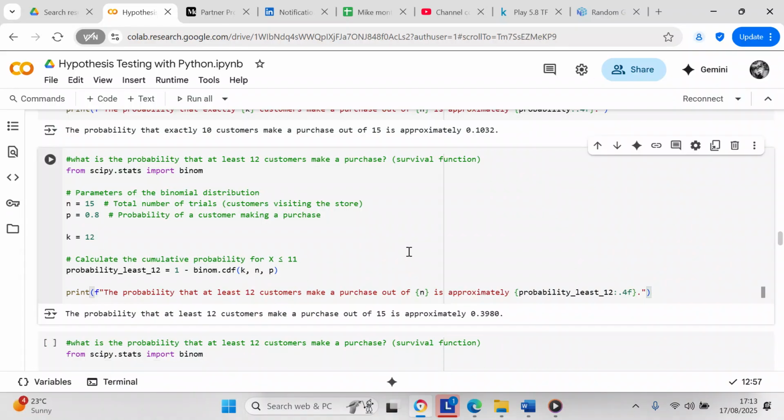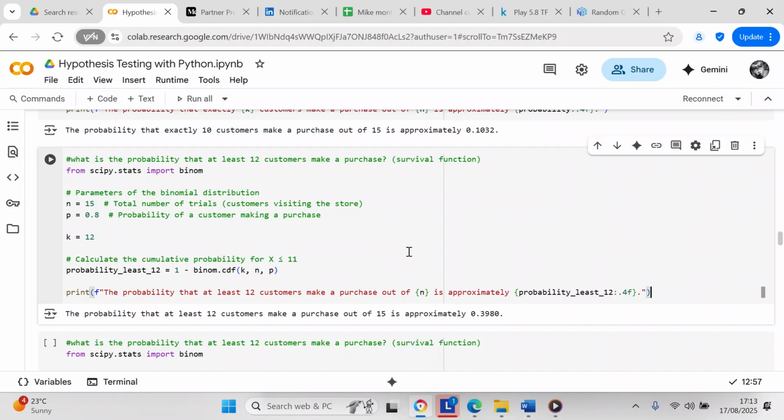And then we have another question. What is the probability that at least 12 customers make a purchase? And this is going to be the survival function. We talked about the survival function in previous videos, but we will go ahead and go through it.